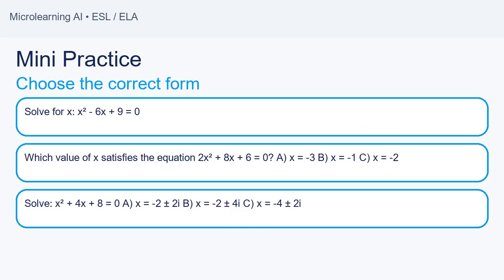Mini practice. Choose the correct form. 1. Solve for x. X squared minus 6x plus 9 equals 0. Answer: x equals 3.